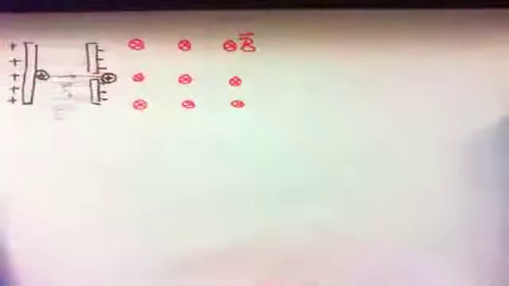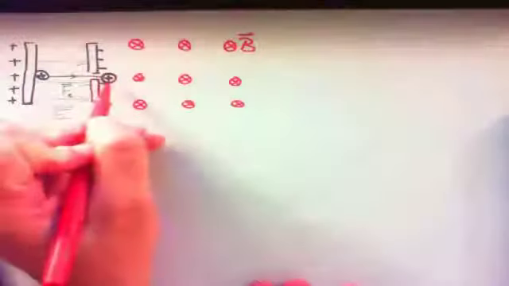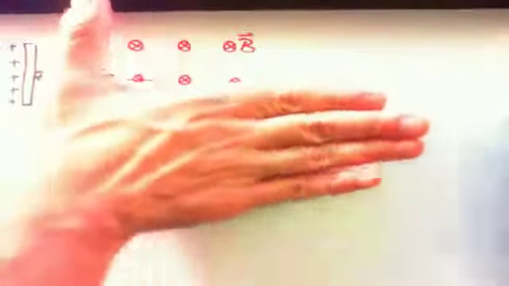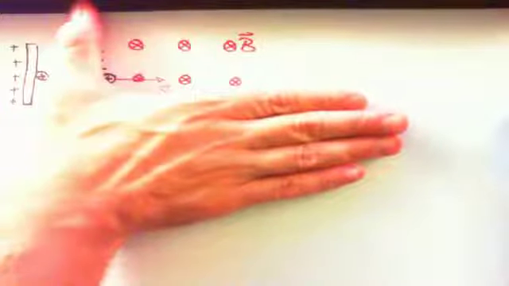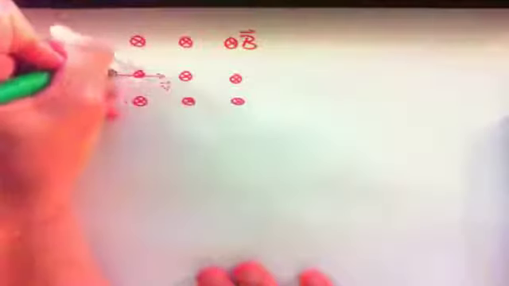Well, what's going to be the direction of the magnetic force on a positive charge moving through this magnetic field? Well, you use your right-hand rule. And if you use your right-hand rule, you'll see that it will be deflected like this.